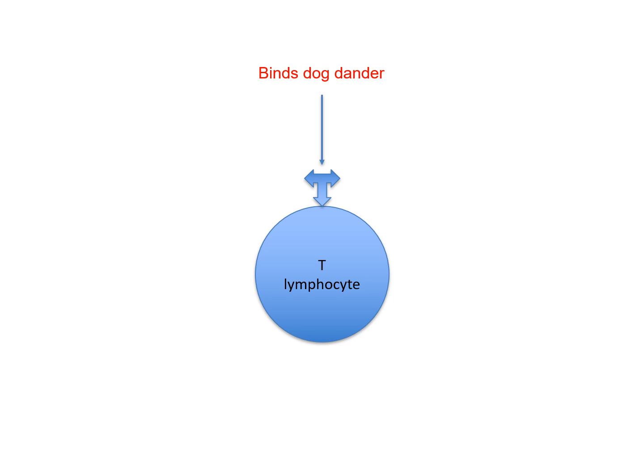Here is one example. Everyone has been exposed to dog dander. You have a T lymphocyte in your bloodstream that has a receptor that binds to dog dander. Here is cat dander. Notice the receptor is a different color. So this T cell receptor will bind to cat dander. This yellow T cell receptor will bind to cedar tree pollen. And this receptor will bind to peanut.